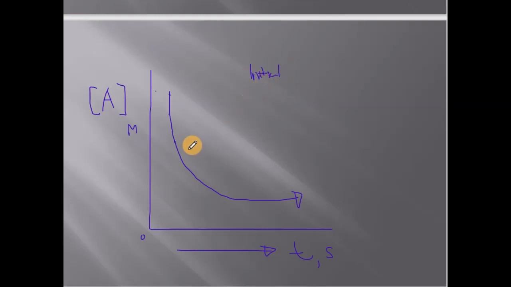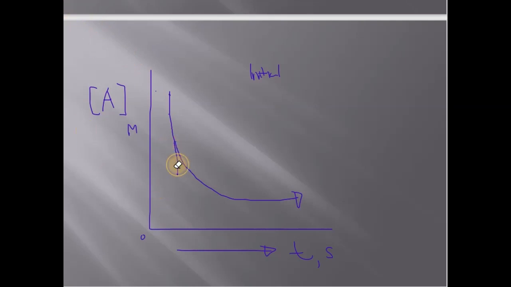So the instantaneous rate is the rate found at any instant, and that is basically found by drawing a tangent to touch the line at just one point. Then you find the slope of that tangent. That's going to give you the rate. So that is the instantaneous rate.